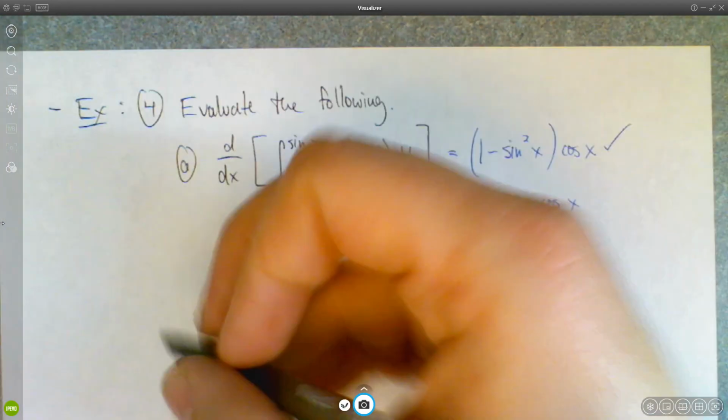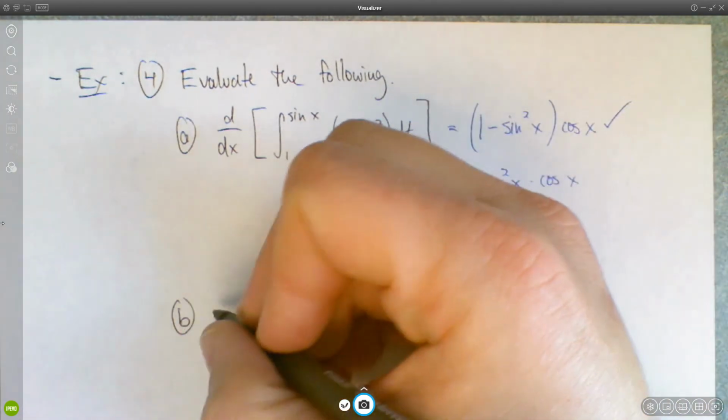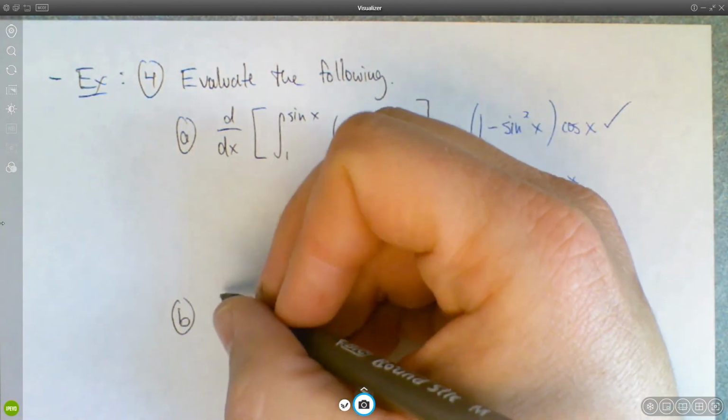So now the question becomes, what if it's not the upper limit of integration? What if it's the lower limit of integration? So let's calculate this thing.